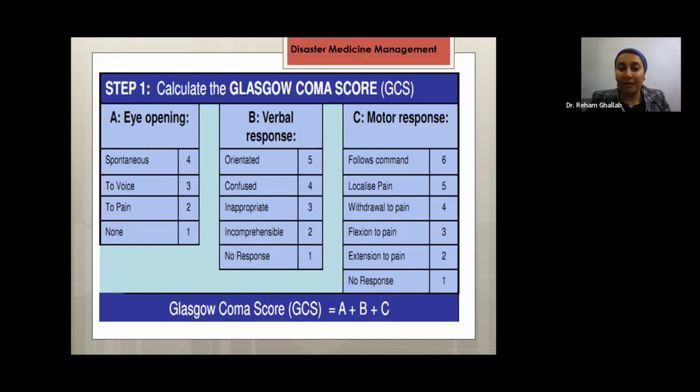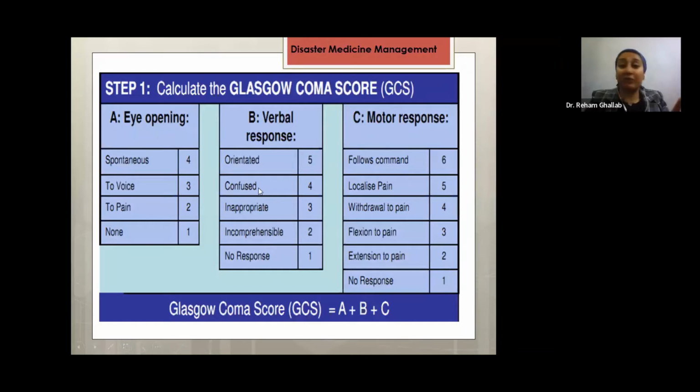If the eyes open to pain, if we check the patient and say, please open your eyes, and he responds, that gives 2. If the patient can't open the eyes anymore despite painful stimulation, the patient will have 1. For the verbal response, if the patient is oriented to place, time, name, and what happened, we give 5.